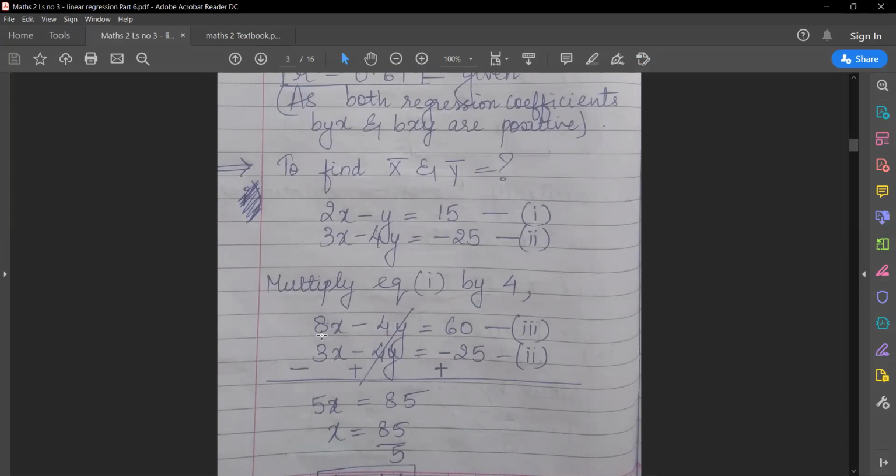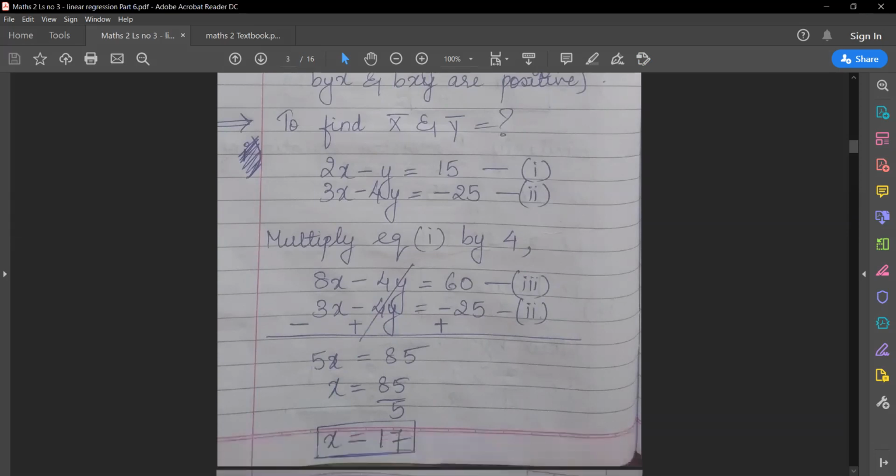So I get a new equation, 8x minus 4y is equal to 60. This is my third equation. Now I will subtract the second equation from the third, as both the signs are similar. So on subtracting, all the signs will be changing, correct? Okay, so 5x is equal to 85. x is equal to 85 by 5. I got the value to be 70.